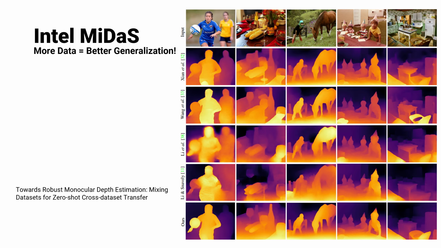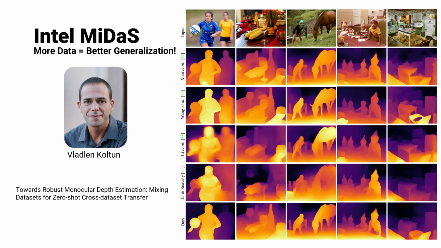And the beauty here is that this work actually does generalize fairly well to the real world. This work is from Ladin Colton's group, who was at Intel at that time, and now he is at Apple doing brilliant computer vision work as well. This is one of the first works which use the word zero shot in the title.